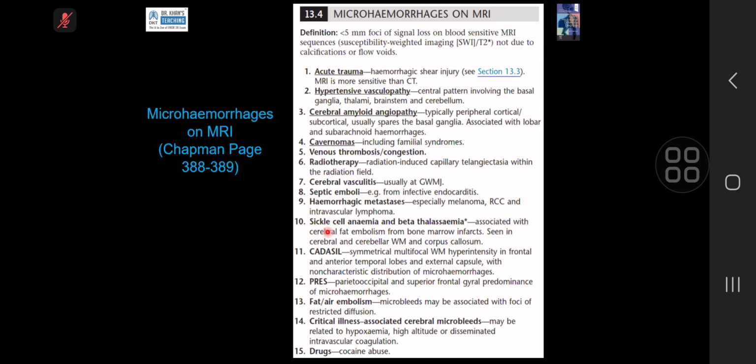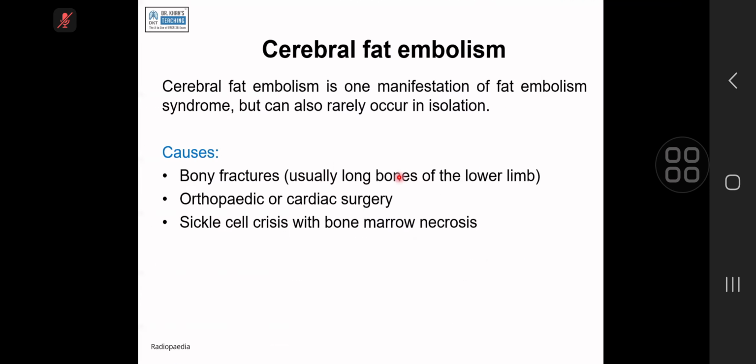If you see here, sickle cell anemia is associated with cerebral fat embolism from bone marrow infarcts, seen in cerebral and cerebellar white matter. Look at this word: cerebral, cerebellar white matter, and corpus callosum. Corpus callosum is one of the take-home points here. And now, please remember, I can show you the same case vis-a-vis history of trauma.